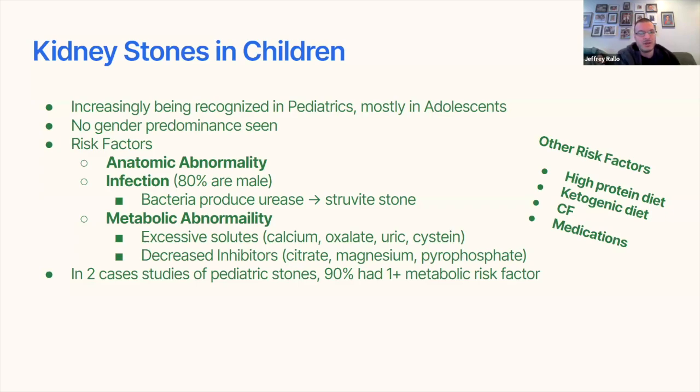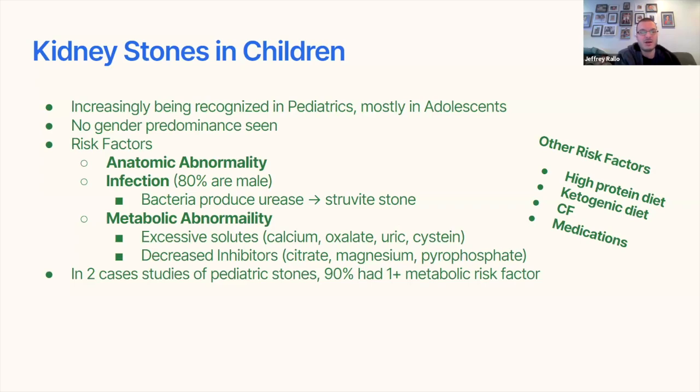The third big risk factor for kidney stones is any sort of metabolic abnormality, either excessive solute production, such as calcium, oxalate, or uric acid, or decreased inhibition of stone formation. Citrate, magnesium, and pyrophosphate are the things that fight to prevent stones. So if you don't have those, you'll have increased stone formation. Usually some sort of citrate deficiency is the most common reason for the decreased inhibition.